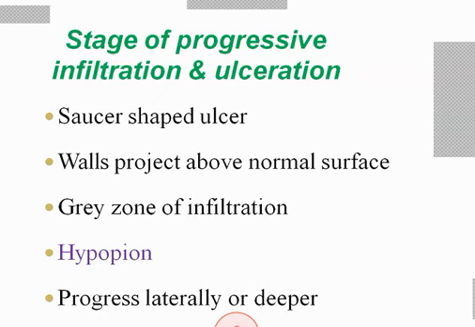Hypopyon. Only in fungal ulcers can you find fungal hyphae. In bacterial corneal ulcers and in viral corneal ulcers, the hypopyon is sterile. Even if you aspirate the hypopyon from the anterior chamber, you don't get any type of organism there. It usually progresses laterally and also deeper. The deeper the corneal ulcer goes, the thinner the cornea becomes in that area. And then suddenly it can give a descemetocele, which, if it ruptures, can produce a ruptured cornea.